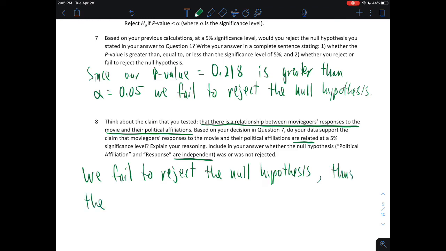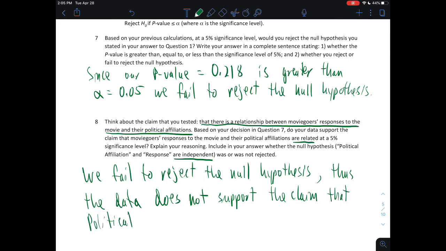So we failed to reject the null hypothesis. Thus, the data does not support the claim that political affiliation and response are related. So, is there a relationship between moviegoers' responses and their political affiliation? Not according to this data. The data does not indicate that.